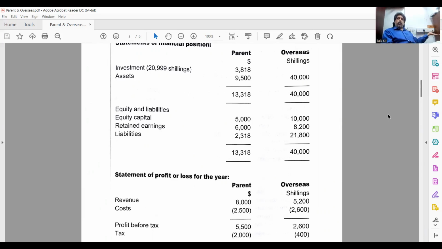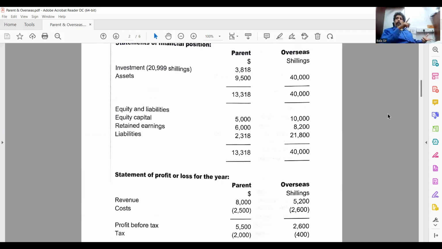40,000 minus 21,800 works out to 18,200. But remember, there was a 4,000 increase in the value of land. Therefore, it is not a 40,000 asset. It should be 44,000. Yes or no? It is 40,000 shillings given, not dollars. But please remember that the 40,000 includes a piece of land which was fair valued, and there's a 4,000 shilling increase.